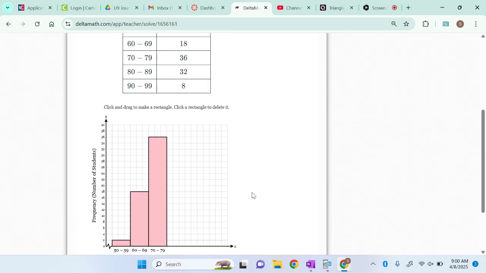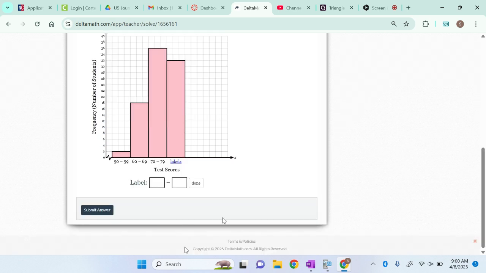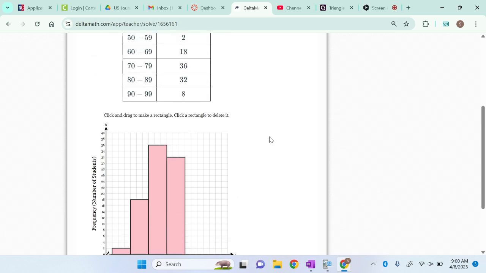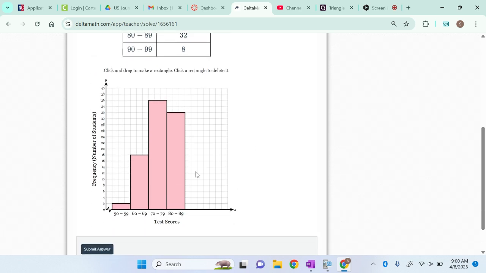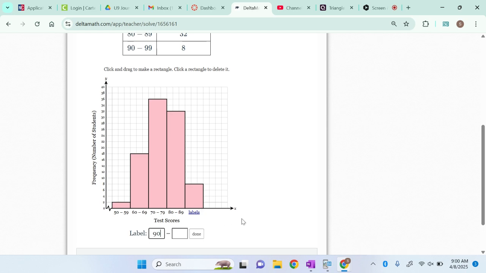And from 80 to 89, I got 32. So I'm going to start at 32 at the top and just go down. So you have 3 squares. Then from 90 to 99, you have 8. So I'm going to go up to where 8 is, go over 3 squares, and go down.